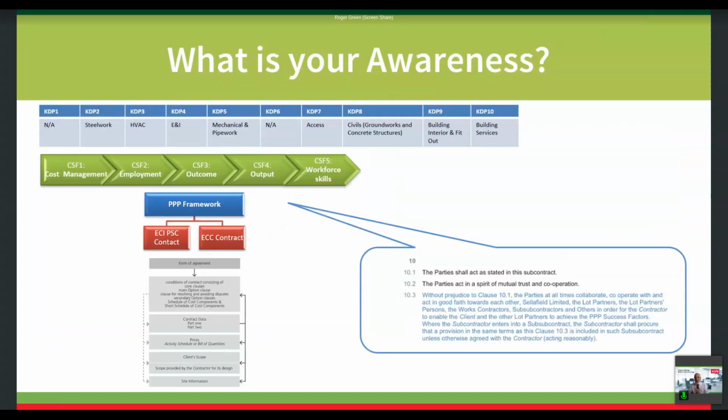So hopefully overall, and I'm sorry that I'm over time and you might have all gone, but basically the awareness that I've just gone through very quickly in the last minute is that we have each KDPs. Those KDPs are all linked by critical success factors. That comes through the framework. The framework then spills into call-off orders. Those call-off orders are either early contractor involvement or construction contracts. The NEC contract then is split down into those various parts.